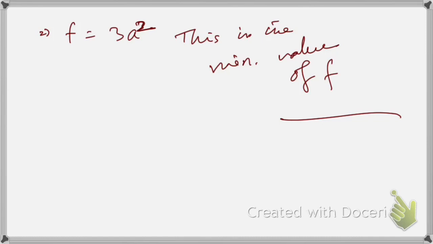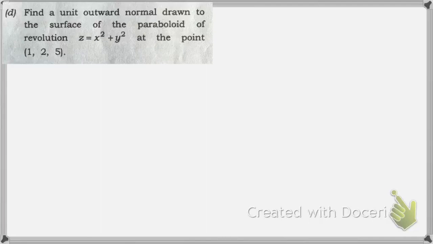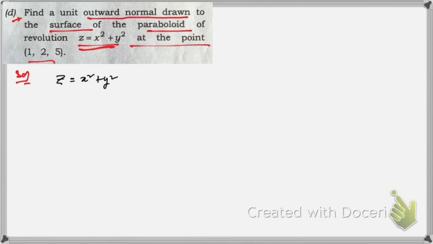So hope you have understood this. Now let's move on to the next question. So here is the next question. Find the unit outward normal drawn to the surface of the paraboloid of revolution, this is the equation of the paraboloid, at the point given. So first let me write the given equation of the paraboloid, that is z is equal to x square plus y square. So this can be written this way: x square plus y square minus z is equal to 0.